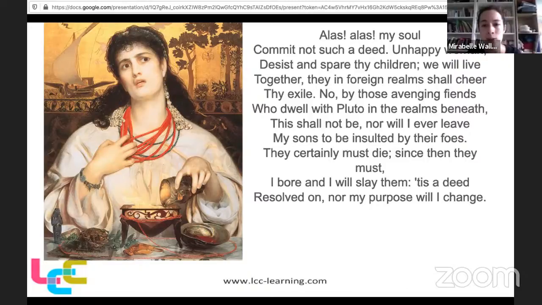Alas, alas, my soul, commit not such a deed. Unhappy woman, desist and spare thy children. We will live together. They in foreign realms shall cheer thy exile. No, by those avenging fiends who dwell with Pluto in the realms beneath, this shall not be, nor will I ever leave my sons to be insulted by their foes. They certainly must die, since then they must. I bore, and I will slay them. 'Tis a deed resolved upon, nor my purpose will I change.